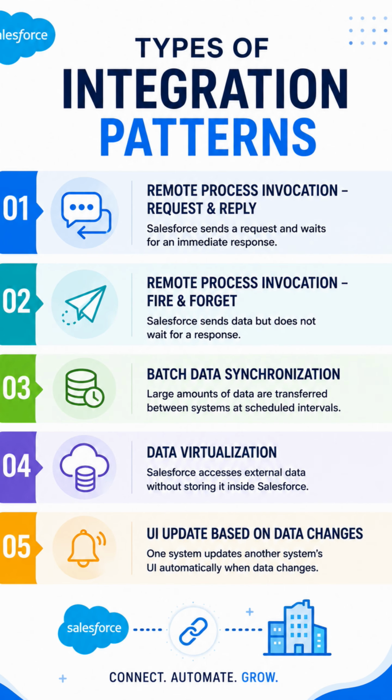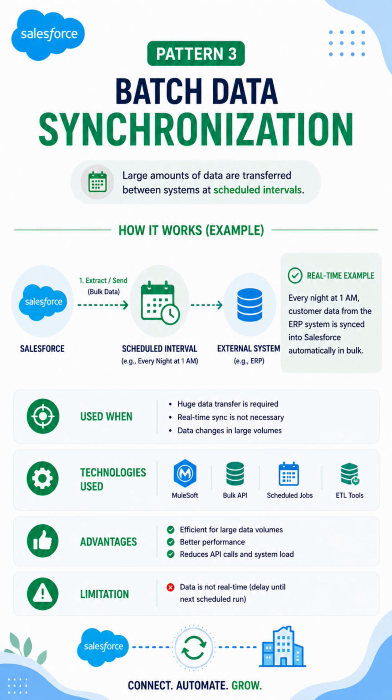3. Batch data synchronization. This pattern is used when large amounts of data need to be transferred between systems at scheduled times. For example, every night customer records from ERP systems may sync into Salesforce automatically. This is useful when real-time updates are not required. Technologies like MuleSoft, ETL tools, Bulk API, and scheduled jobs are used for this pattern. Simple understanding: large data transfer happens in batches at specific intervals.